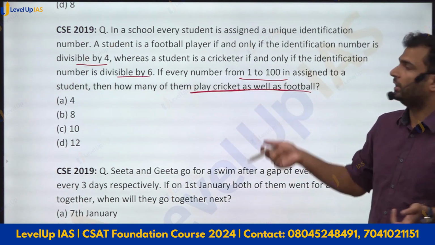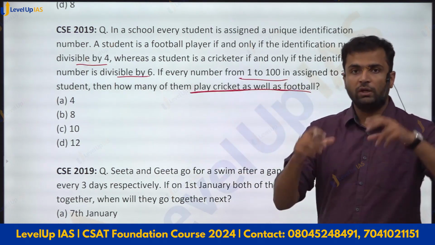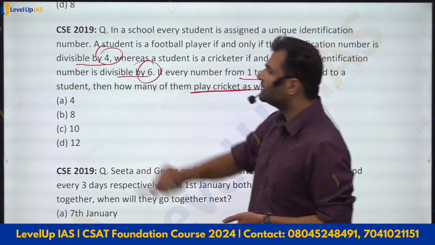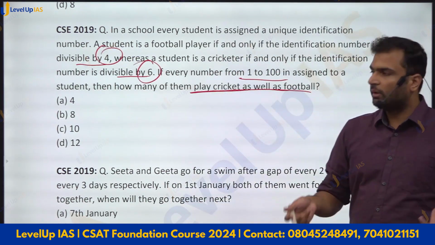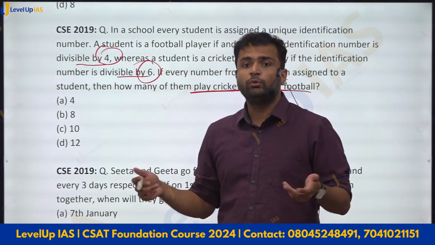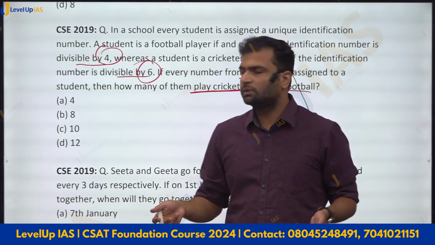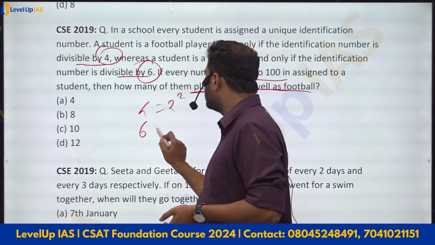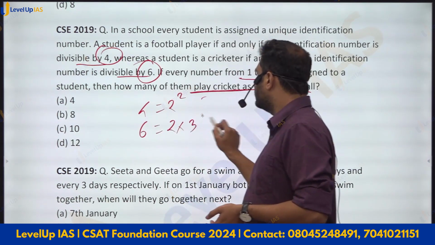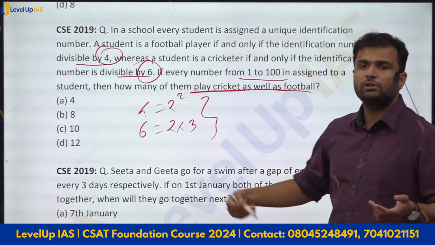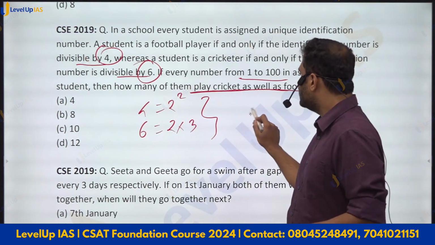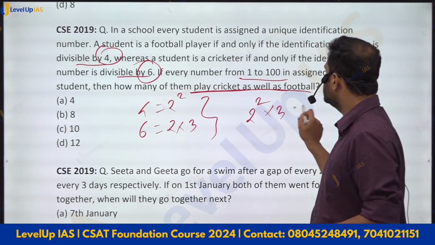If the student plays cricket as well as football, then the identification number given to that person is divisible by both 4 and 6. When would that be possible? 4 is equal to 2 square, and 6 is equal to 2 into 3. When the number is divisible by both of them, it will also be divisible by their LCM. What is the LCM? 2 square into 3, which is 12.